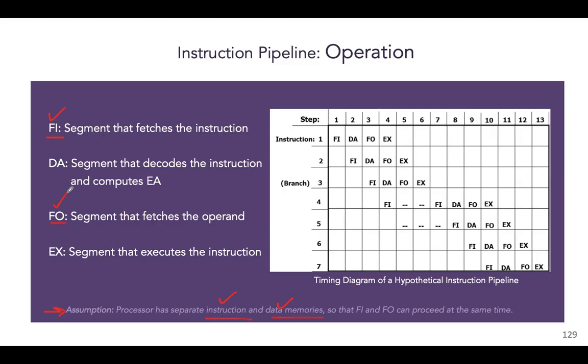If there is no facility to have separate instruction and data memories, then FI and FO cannot proceed at the same time. There will be a problem in your pipeline. But if you have separate instruction and data memories, then FI will only access the instruction part of the memory, and FO will only access the data part. That means these two steps can take place at the same time. For the sake of this pipeline, we are assuming that we do have different instruction and data memories so that FI and FO can proceed at the same time. Now we're going to see what's happening in this timing diagram.